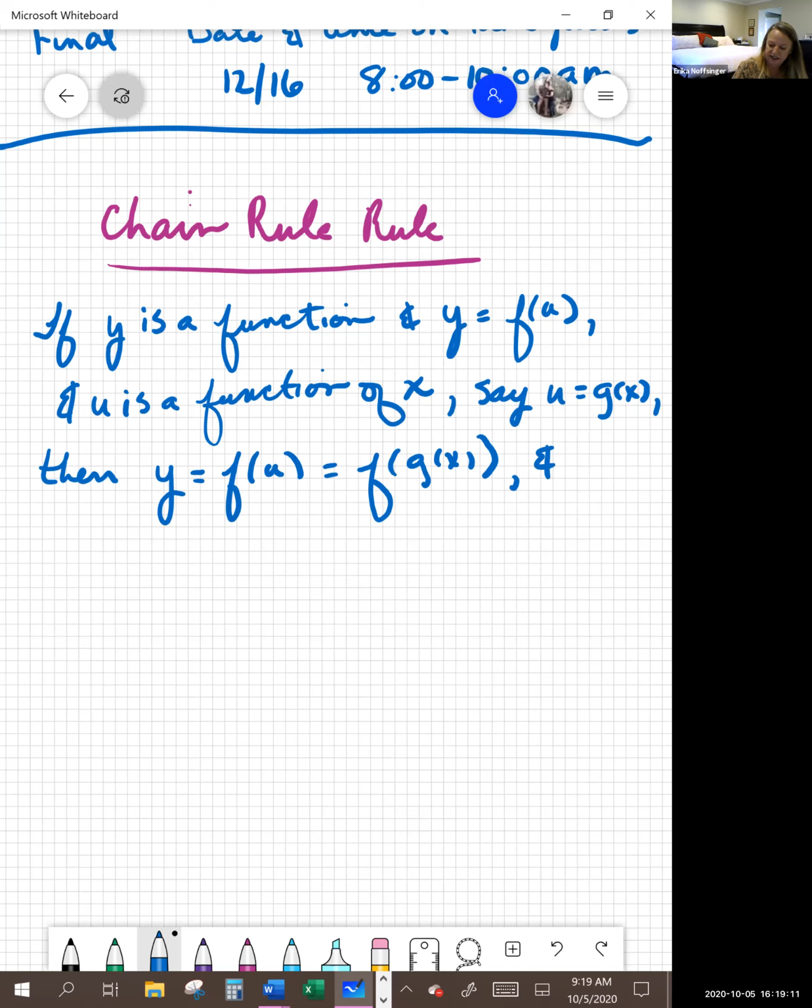And if we were taking the derivative of y, dy/dx is equal to the derivative of y with respect to u, times the derivative of u with respect to x, du/dx.